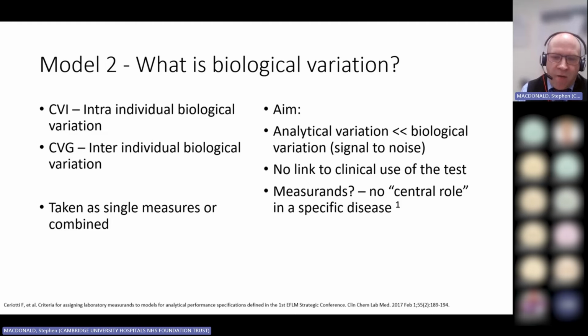It does, however, not have a link to clinical use of the test, because the data which is used for this is basically used in steady state patients in health. So we need to be careful how we use the data in unhealthy subjects. We apply biological variation for our analytical performance specifications if they don't have a central role in a specific disease. If they have a central role in the diagnosis of a specific disease, we go back to the Model 1 models.